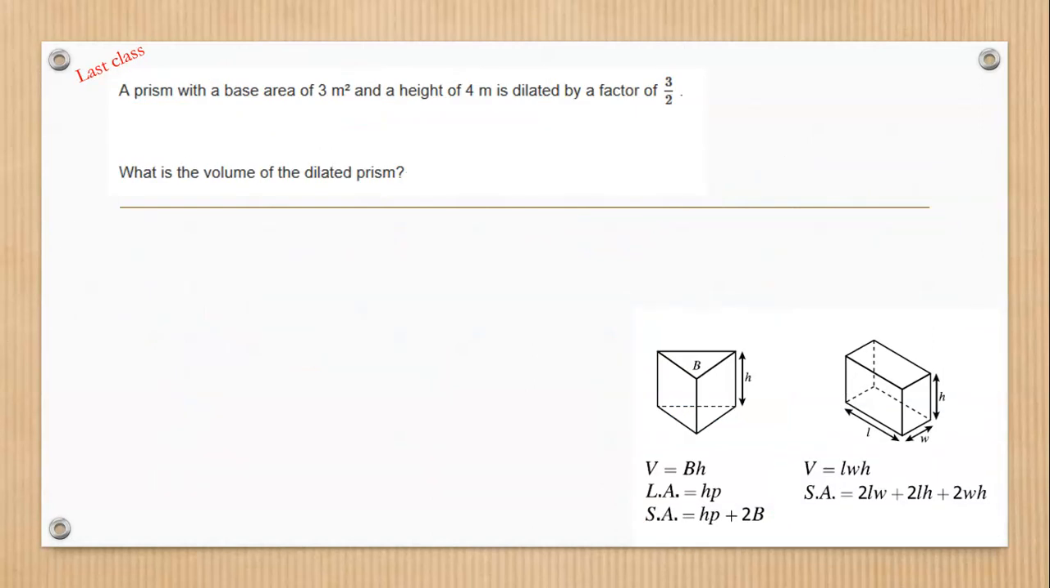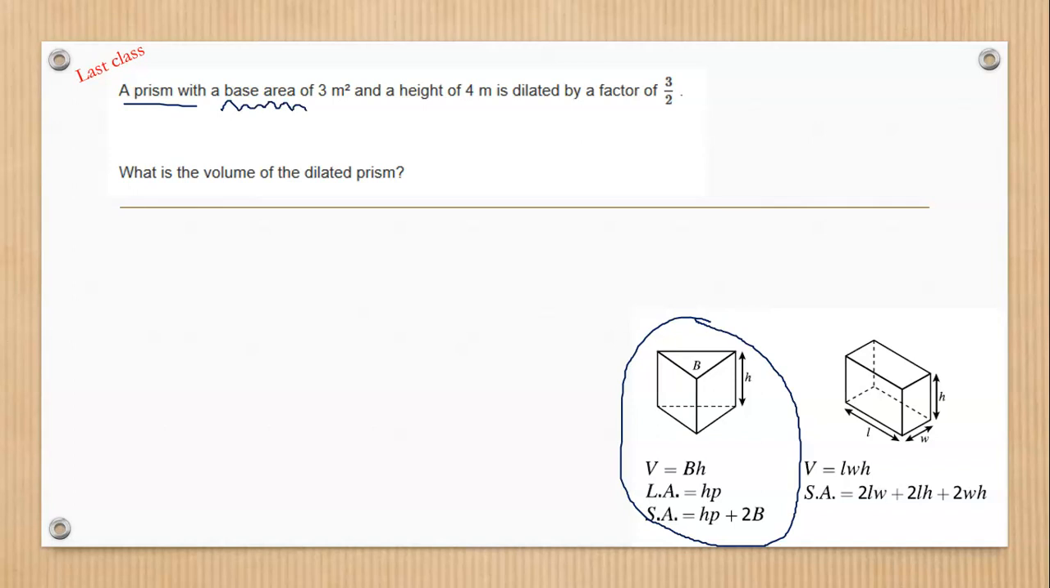All right, this might be a great time for you guys to pause the recording and try this one on your own, and then come back to the recording and check your work. So again, this one says a prism. It doesn't tell you which kind of prism, so I'm just going to choose triangular prism again. You could do either. And this time it tells you the base area.